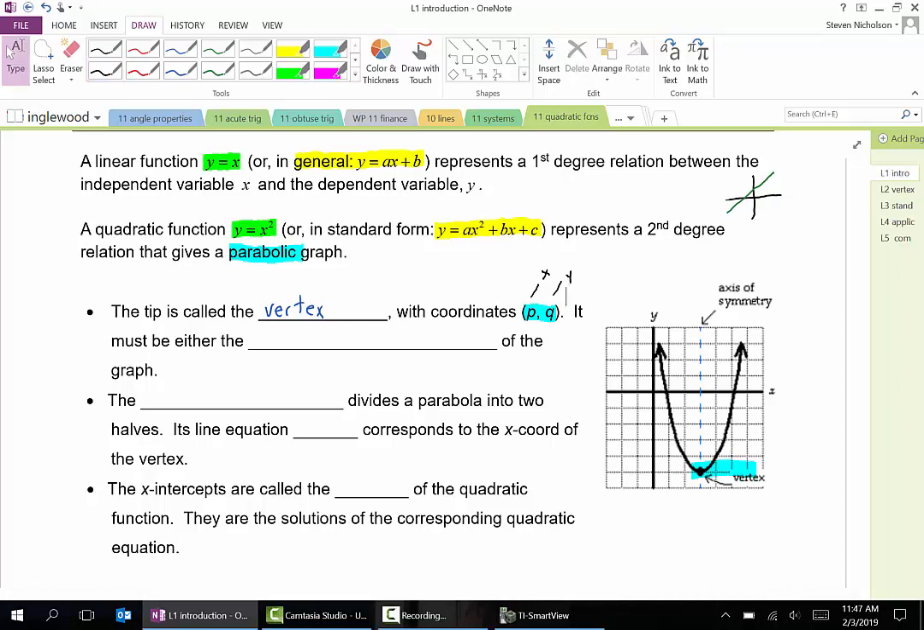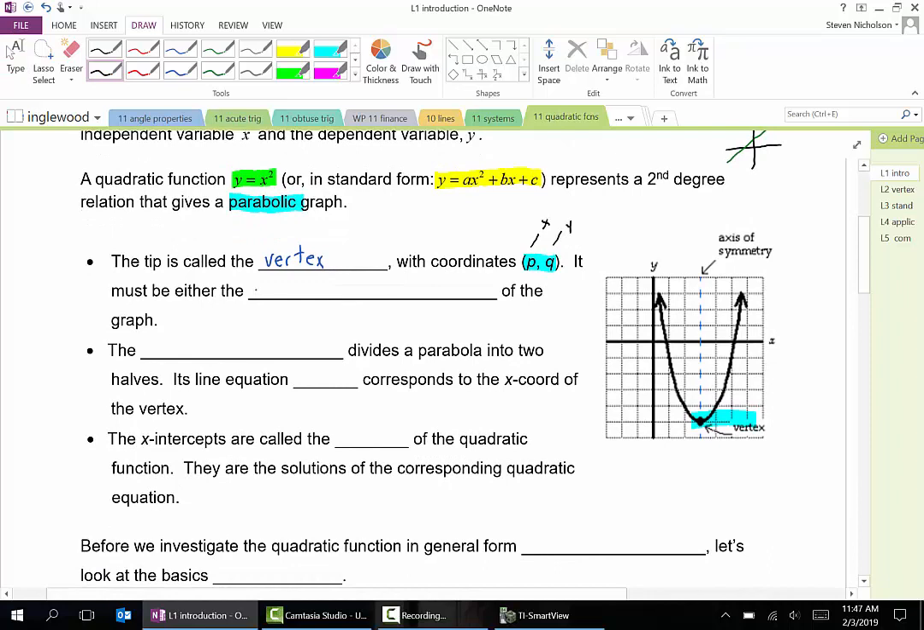The tip, the vertex of the parabola, is either going to be a maximum, which would be a top, or a minimum, which would be a bottom. So lines go on forever, but parabolas don't. They have a top or a bottom.